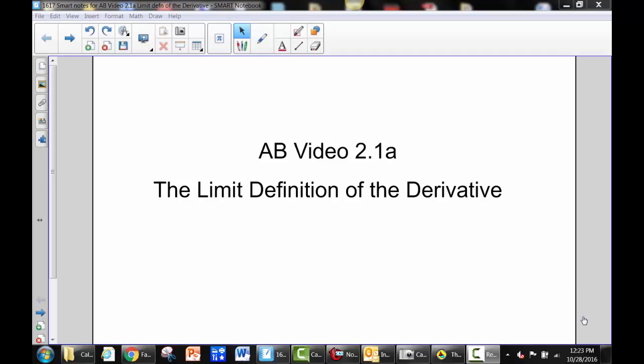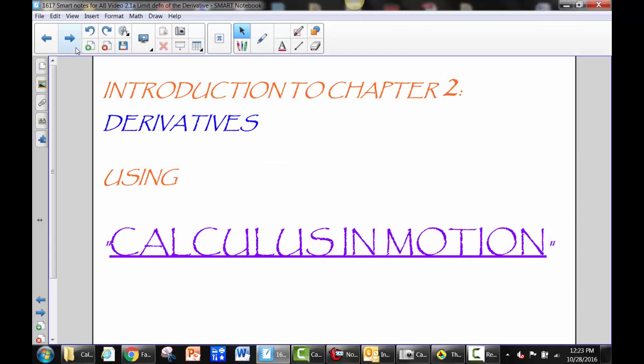Hi, welcome to AB Video 2.1a, the limit definition of the derivative. I know we're halfway through Chapter 2 at this point, and we've been talking about derivatives, but we're now going back to the actual limit definition of the derivative. And the first thing I want to talk about is to show you a visual of what's going on.